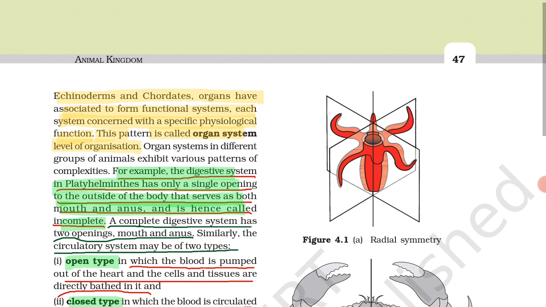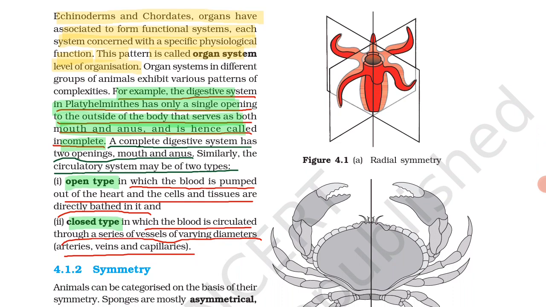Similarly, the circulatory system has two types, open type and closed type. In open type, blood is pumped out of the heart and the cells and tissues are directly bathed in it. The heart pumps blood all over the body without ducts or vessels or veins. It pours the blood throughout the body, and the organs, tissues and cells bathe in that blood.